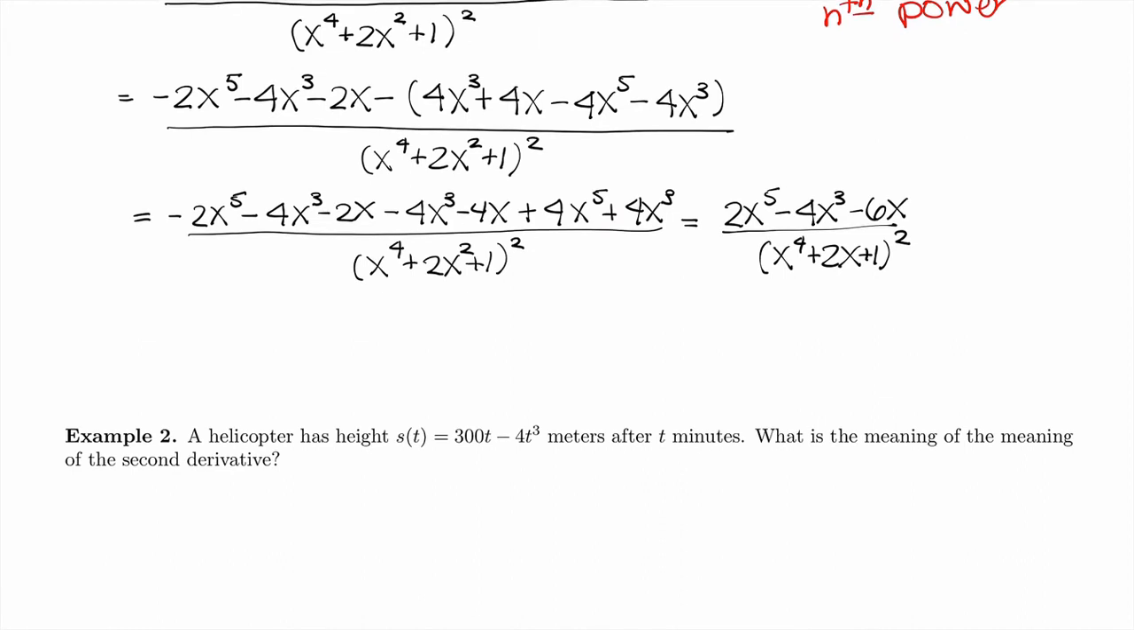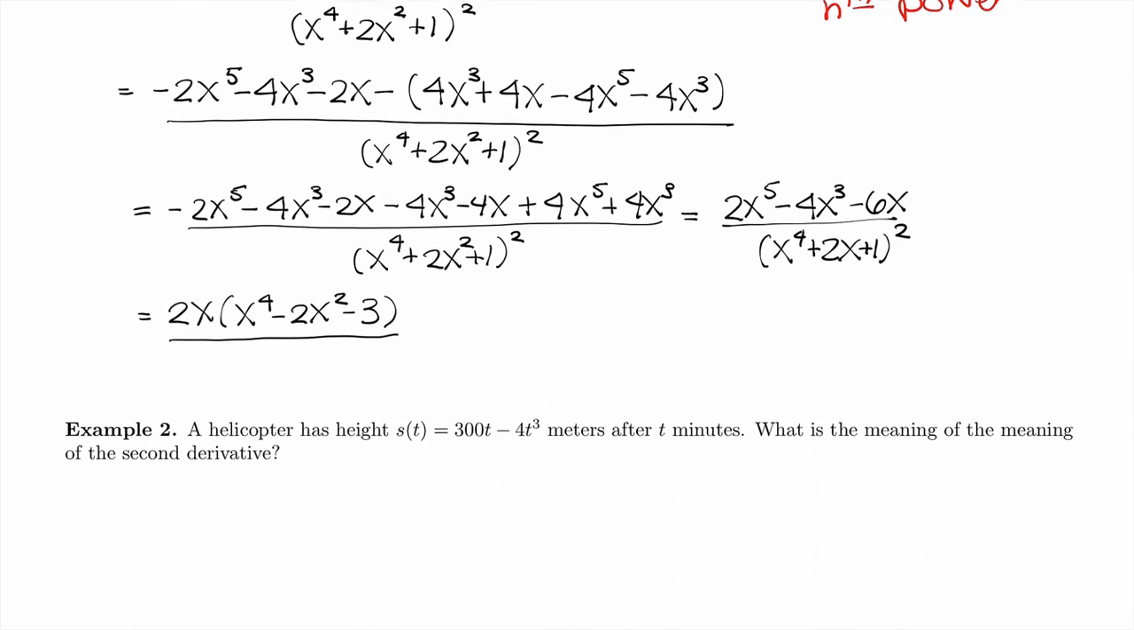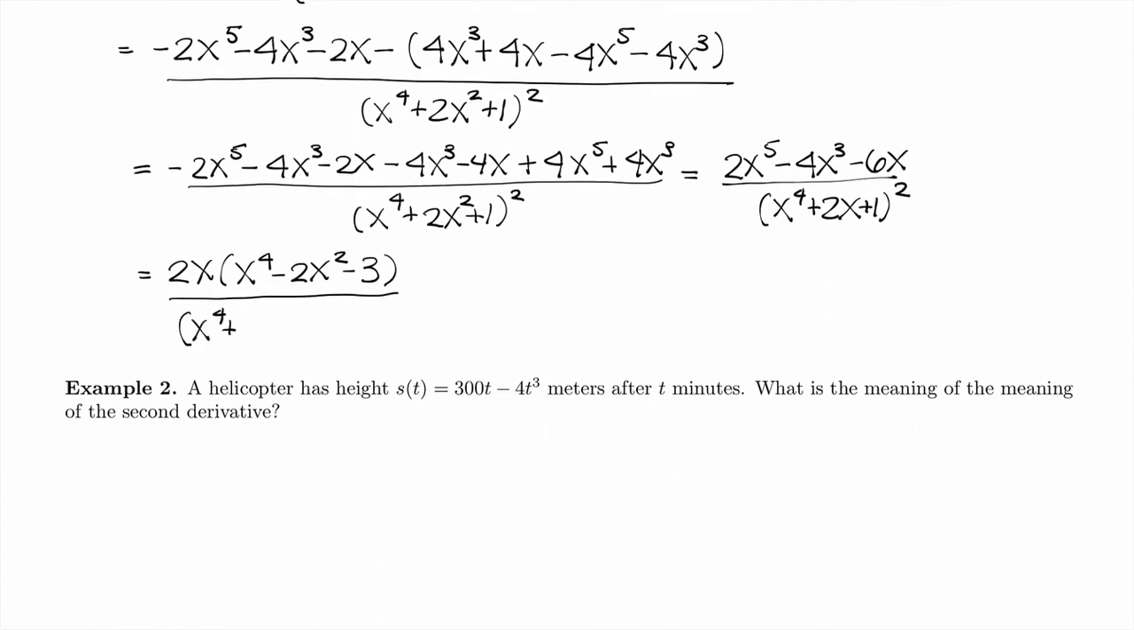Now you want to try to factor and simplify. So this is going to be 2x times x to the fourth minus 2x squared minus 3. So we're factoring out a 2 and an x. Okay, and we still have our denominator, x to the fourth plus 2x plus 1. So here we have to factor.